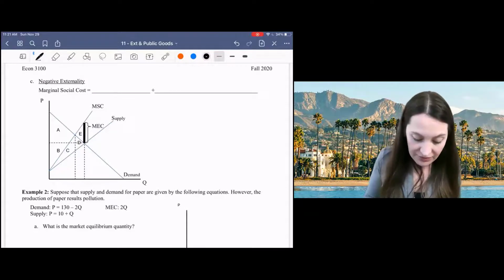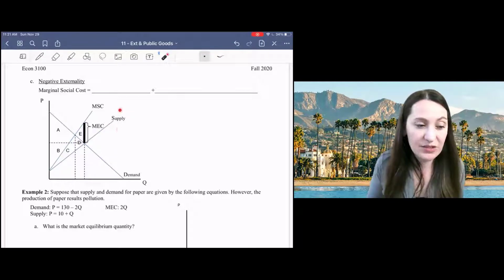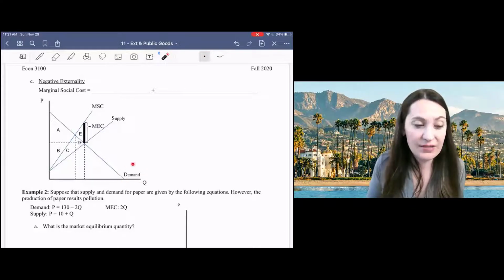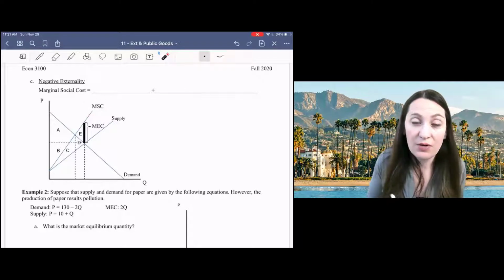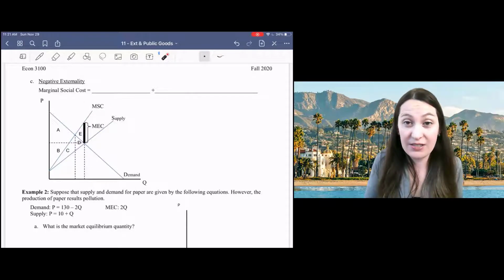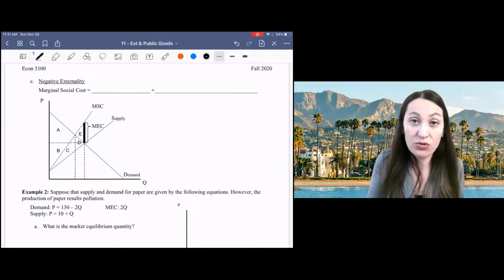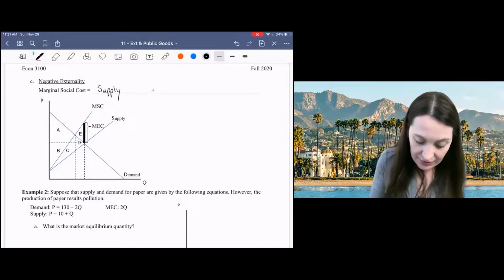So here on a graph, you can see we've got our private marginal cost curve, the cost of production, that's supply. We've got our private benefit curve here, that's demand. And then we've also got a marginal social cost curve, which represents the total cost to society of this product. So to get the marginal social cost curve, we'll add together the cost of production, the private marginal cost, with our marginal external cost.